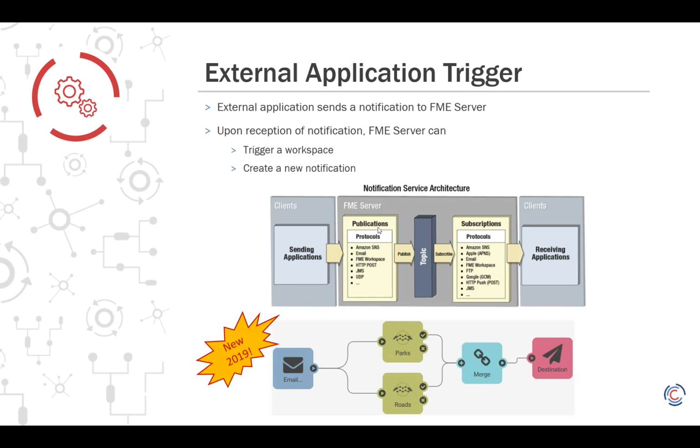You have on the left-hand side an email notification that would then trigger workspaces. We're bringing back the data flows on the merge part and triggering or sending a notification to the destination part on the right-hand side. So it's more visual and a bit easier to work with. We can use them on FME Server 2019. I won't go into too much detail, as the first episode of our webinar series was dedicated to Automations.